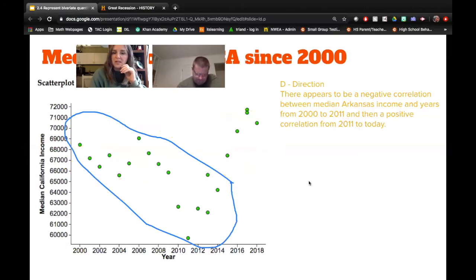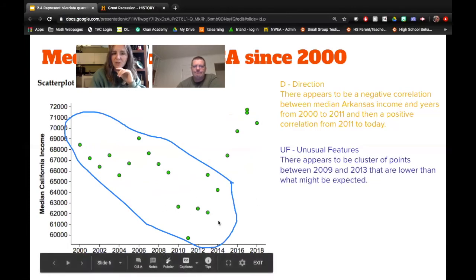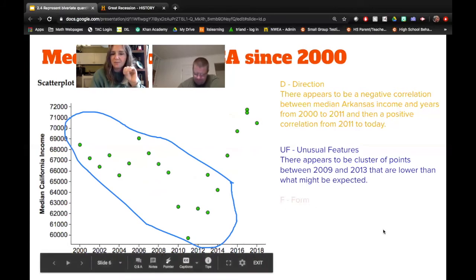Okay, so unusual features. We got clustering again in that same location. Or if we're looking at this association, we've got clustering up here, depending on what we're looking at, which would change my dates.